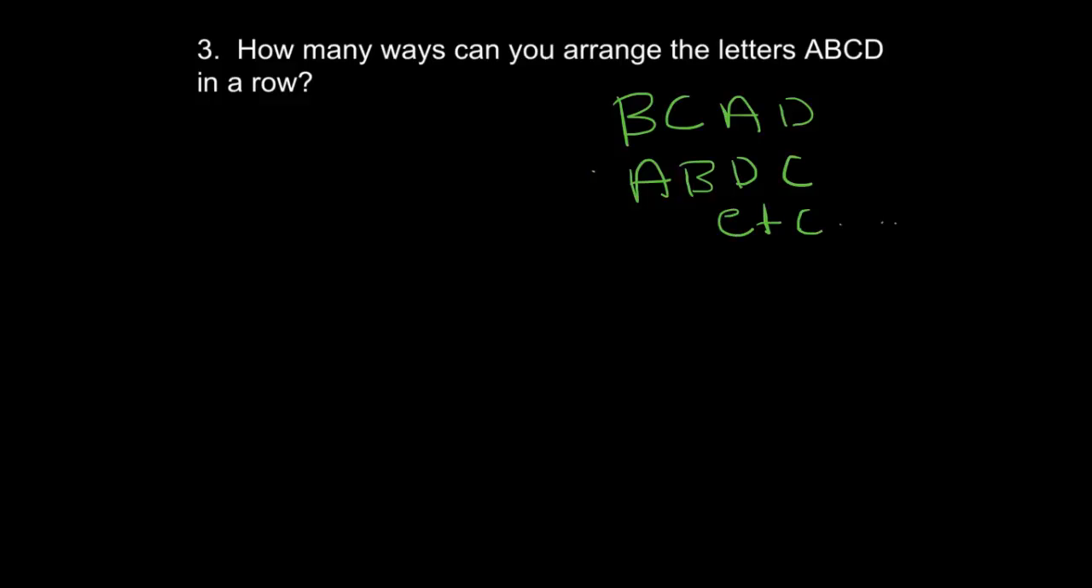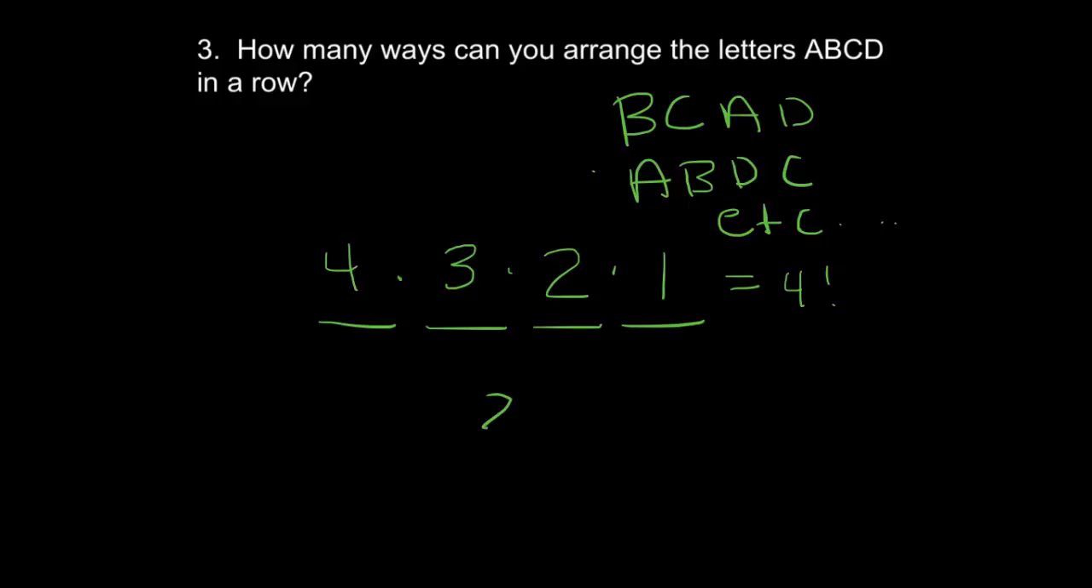We could list them all, but it's better to think of it as 4 slots for each of the letters: 4 ways to fill the first slot. Once that's full, there's 3 ways to fill the second, and once that's full, 2 to fill the third. Once that's full, just 1 to fill the last one. So the answer to this question is 4 factorial, which turns out to be 24.